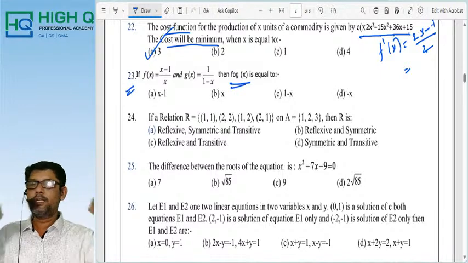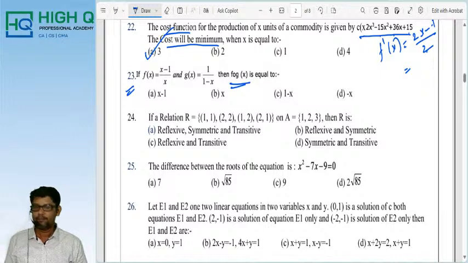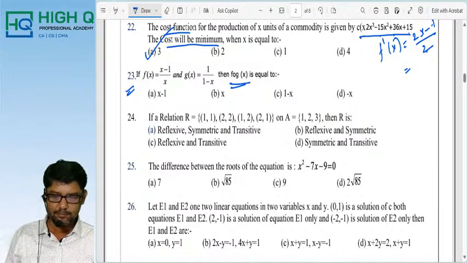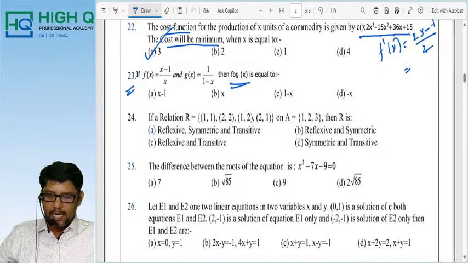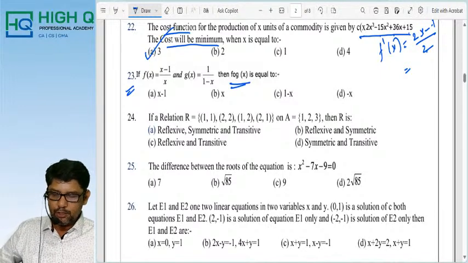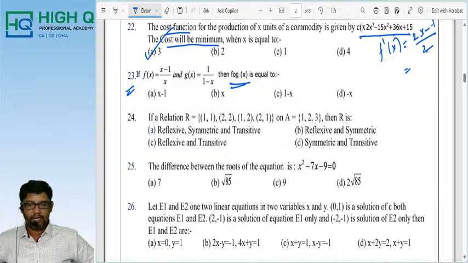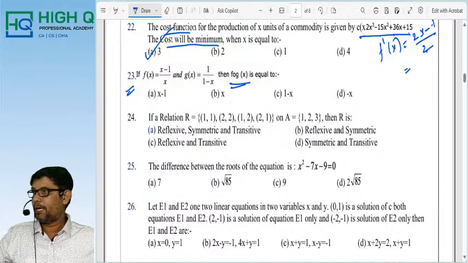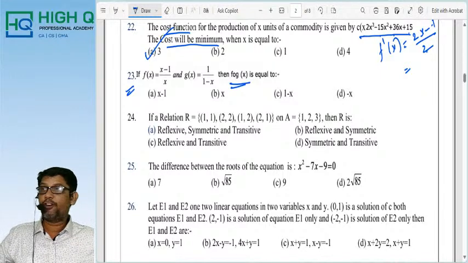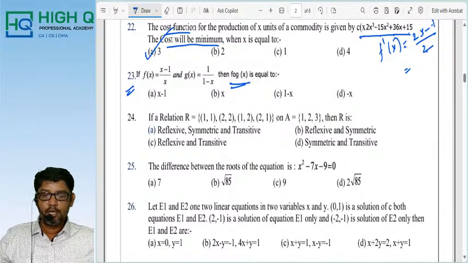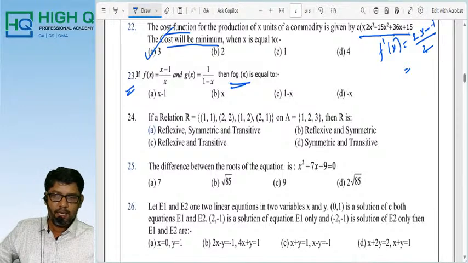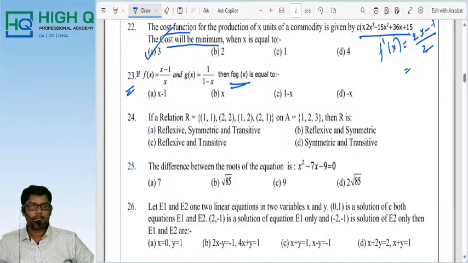23rd question, giving you 1 minute time. Solve it, my dear. F of x is equal to x minus 1 divided by x. G of x is equal to 1 by 1 minus x. Find f of g of x. Such an important question. Don't ignore this question, all of you. I want you to give me the answer. Please solve and give the answer. Fast, make it fast.